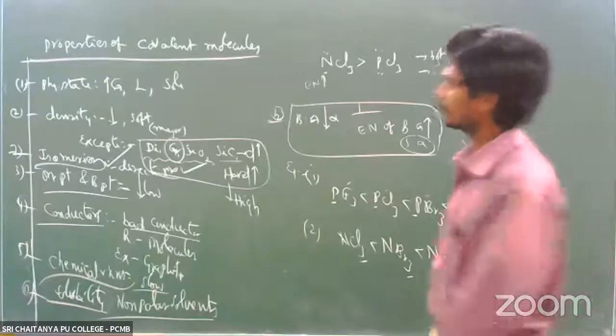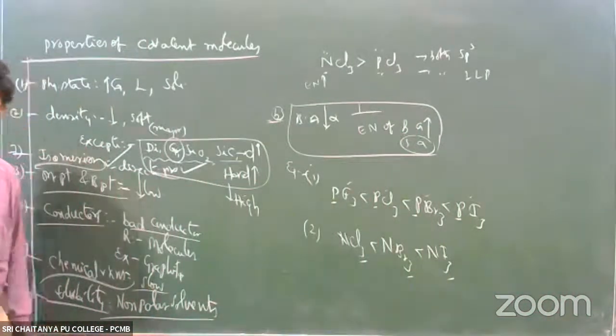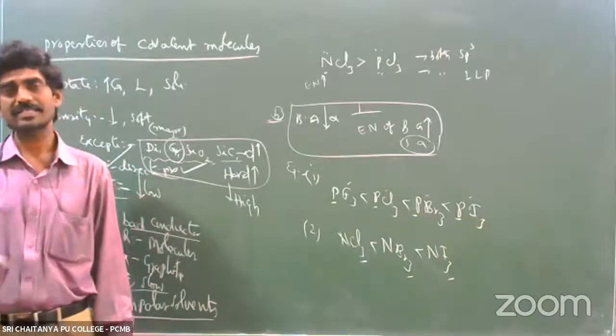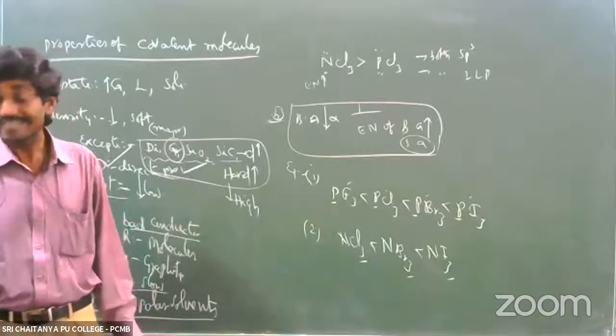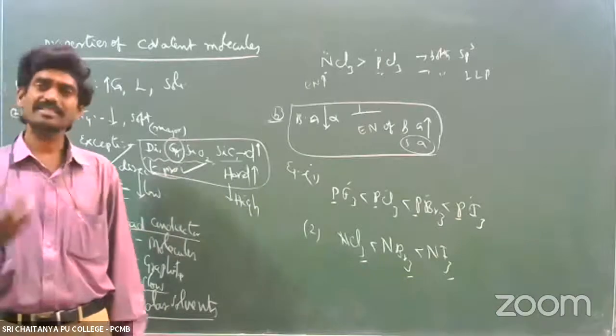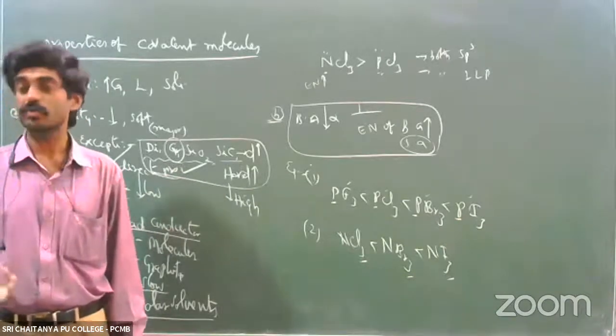So this completes the properties of covalent molecules. That's where today's session ends. Next class we'll start with a new concept, the theories of covalent bond. Till now we discussed how a covalent bond is formed and the different types of covalent bond.